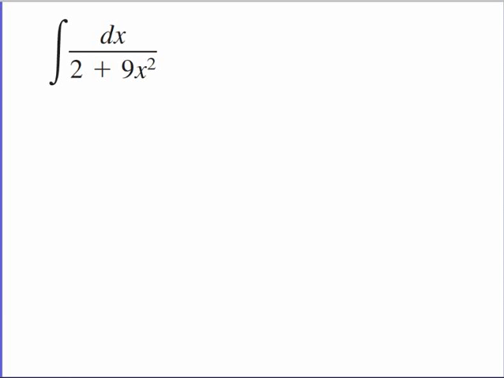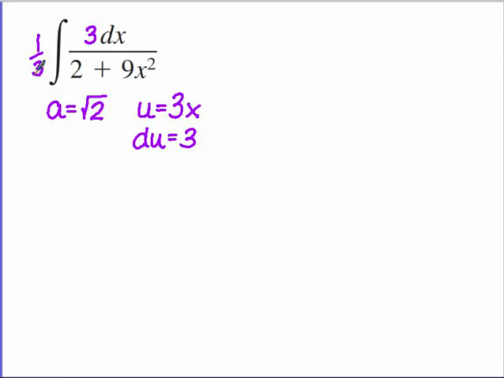Clearly number 2, because there is no square root. So let's go ahead and figure out what we have here. What is a going to be? Root 2. Root 2 because when you square it you get 2, right? It's like the square root of that number. U is 3x. So du is 3. So I need a 3 in and a 1/3 out.